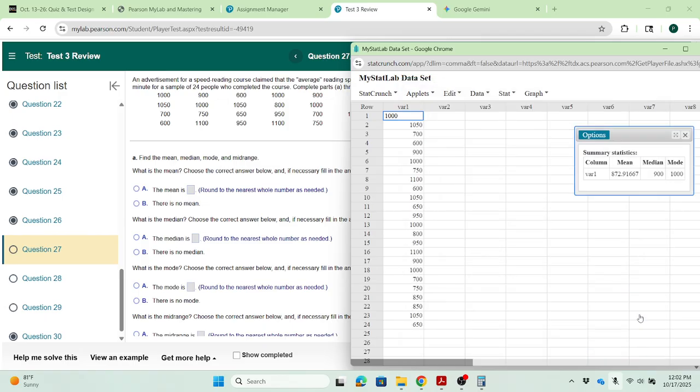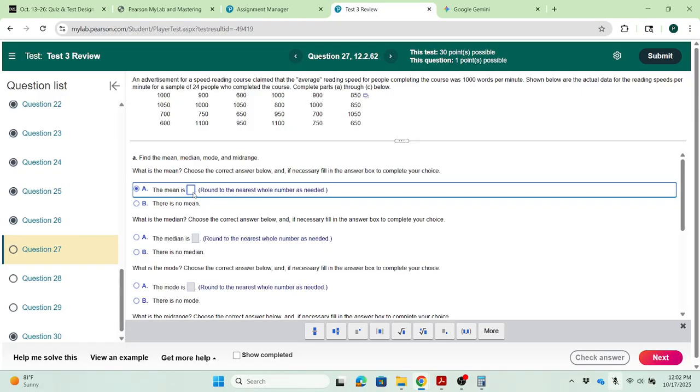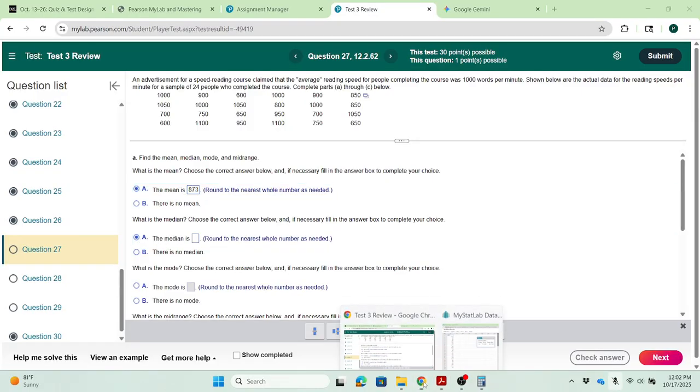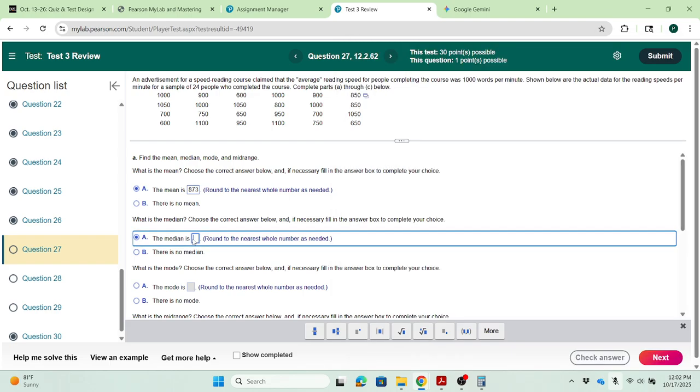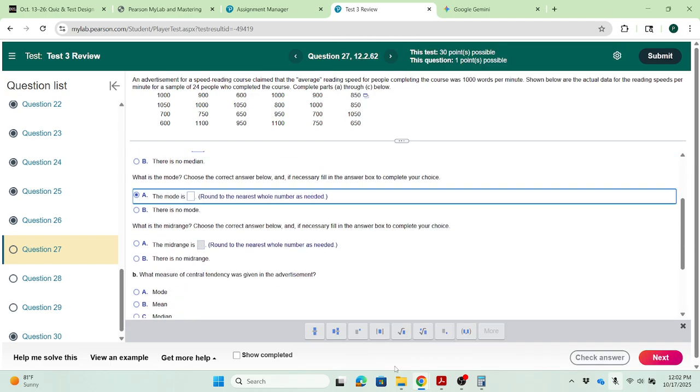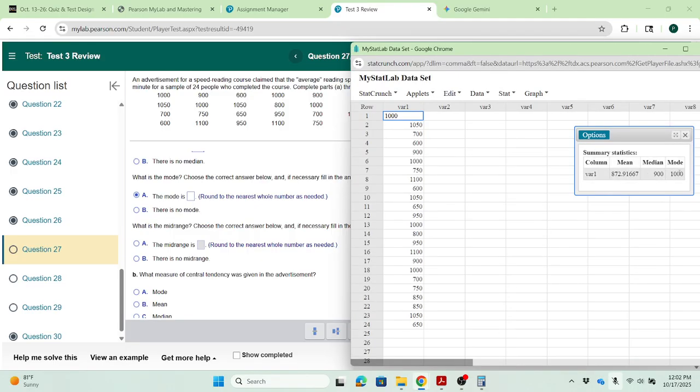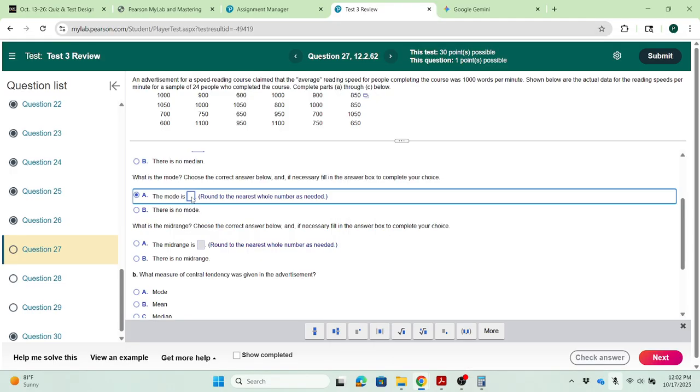Okay, compute this. So the mean is 872.91, round to the nearest whole, so it would be 873. The median is, keep in mind, read the instruction, they want the nearest whole number, so the median is 900, no problem with that. And then the mode is 1000, so that's the most repeated one.